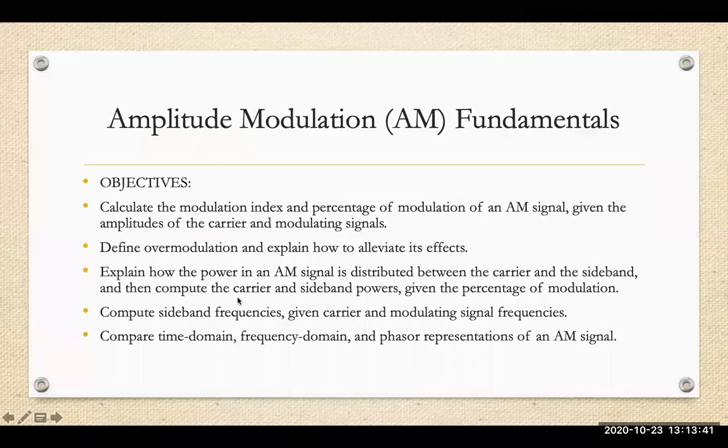So you should be able to calculate the modulation index and the percentage of modulation. Of course, given the amplitudes of the carrier and the modulating signal. So ano tong mga carrier, ano tong modulating signal? And define overmodulation and explain how to alleviate its effects. Explain how the power in AM signal. So maybe in continuation, we can discuss more about power in the AM signal. Compute sideband frequencies and time domain, frequency domain, and phasor representations of an AM signal.